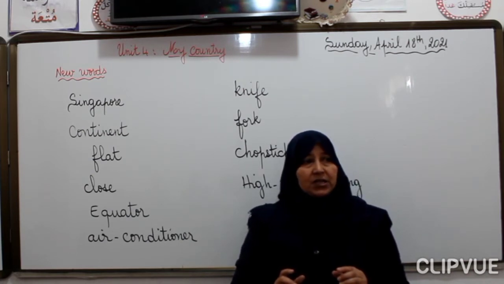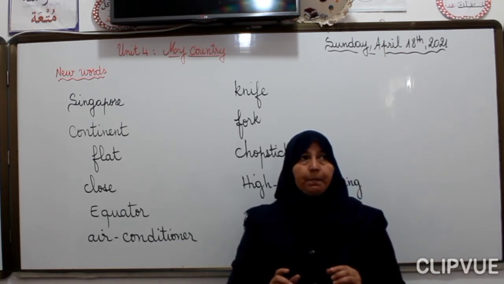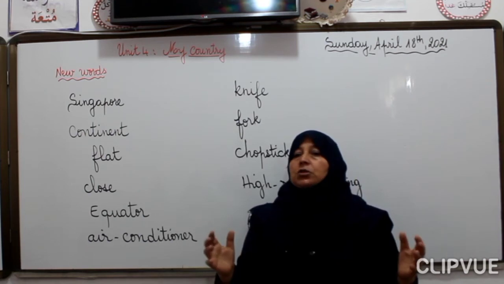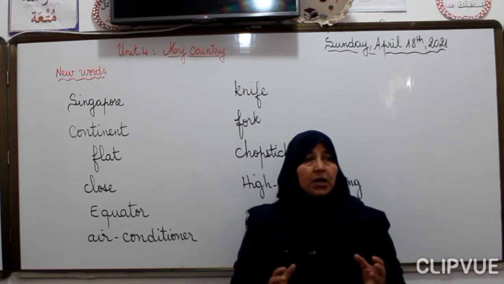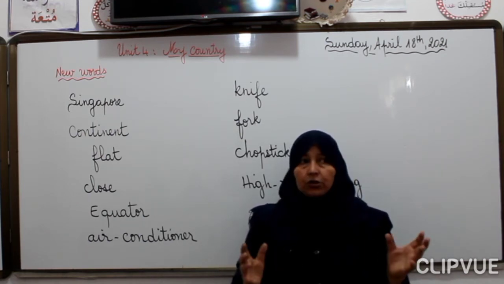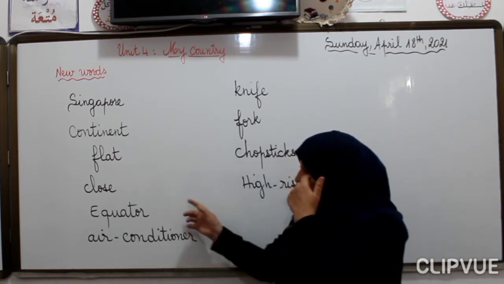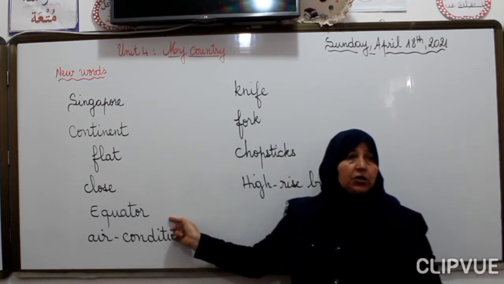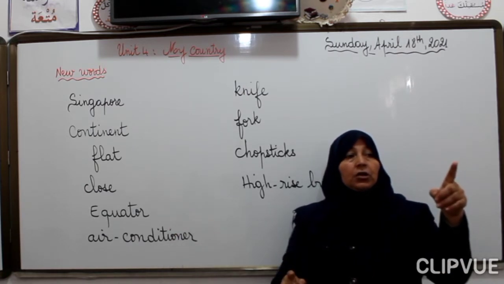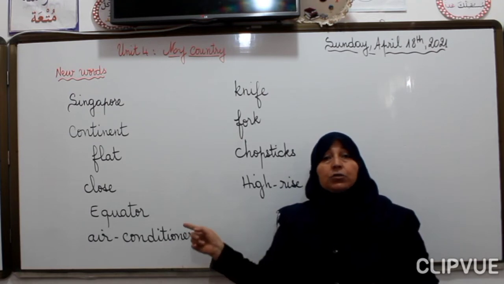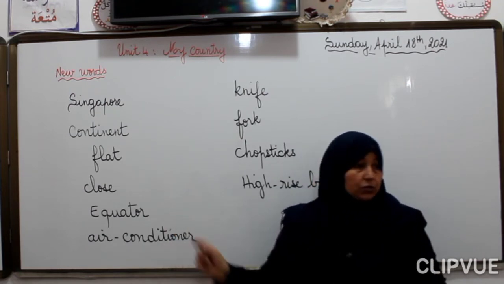Close. Do you know what close is? For example, I say, my school is close to my house. Near. Yes, near. Do you know what near is? Good. Near. The equator. Ecuador is a country. Equator. Okay?